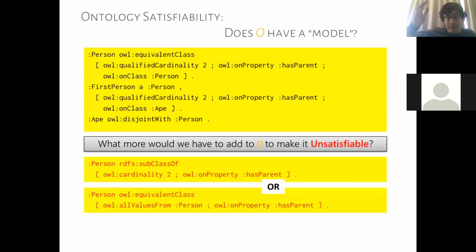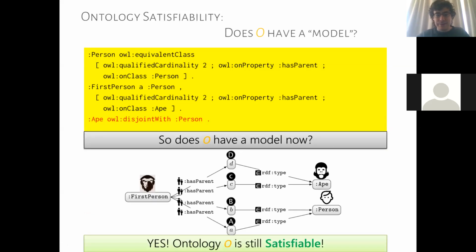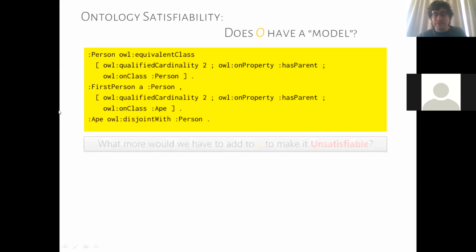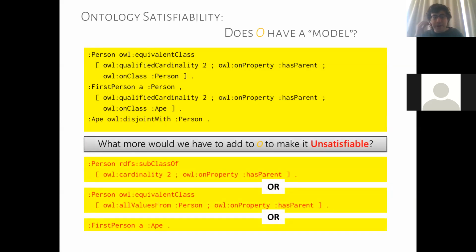We could define, for example, that all of the parents of people are apes, or all of the parents of people are people. In that case, we would infer that since first person is a person, actually I haven't added that here, but first person is a person, then we know that all of the parents of first person must be of type person, and then we know somehow that D is an ape and a person, which contradicts the disjointness. Or first person is an ape, because we know that first person is a person, and something cannot be a person and an ape at the same time.